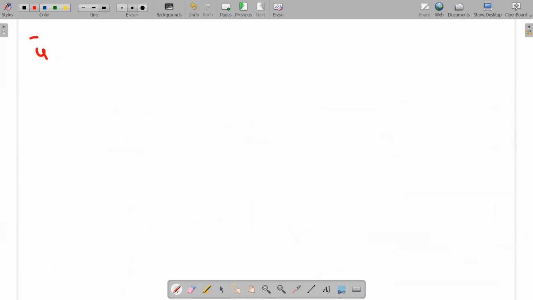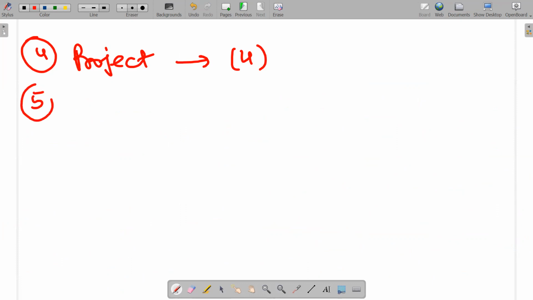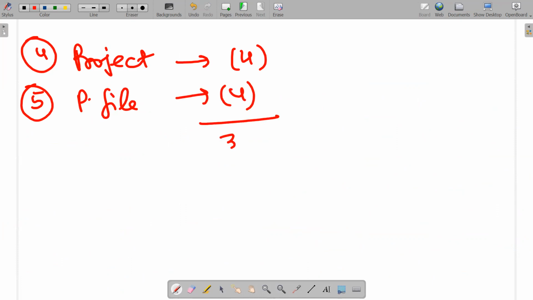And fourth, there is a project which you prepare and perform, that is called the investigatory project. So project plus Viva, that is 4 marks. And your record file, that is the practical file with Viva, that is also 4 marks. So the total weightage is what? 30 marks. So this is the marking scheme for the chemistry lab. On the board exam day, every child has to perform, and you will get the marks accordingly.